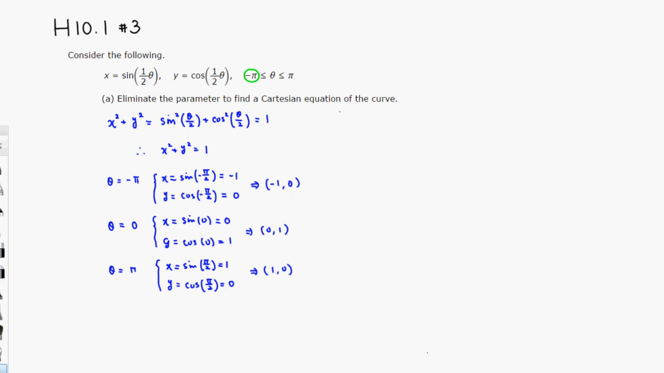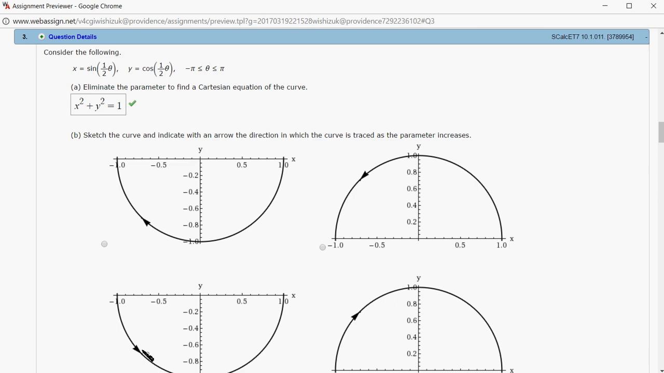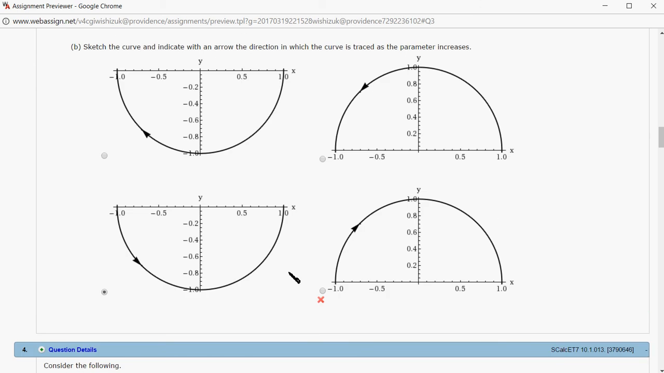So let's see if we can find a picture here. It's going to start from negative 1, 0, so either the third picture or the fourth picture, either of the bottom two. But the middle point was 0, 1, so it's definitely that one.